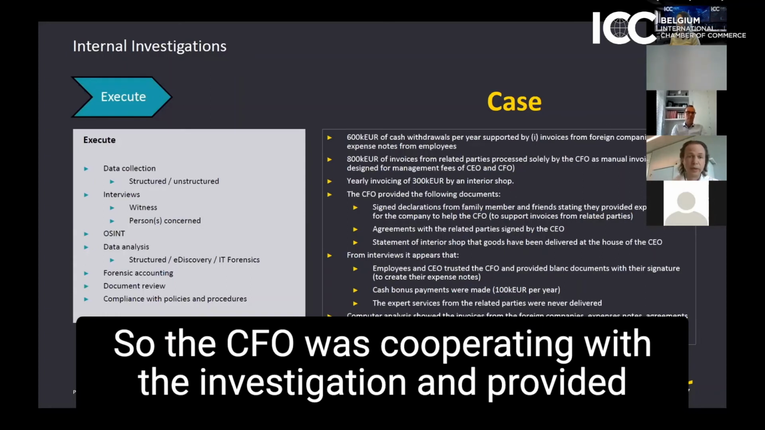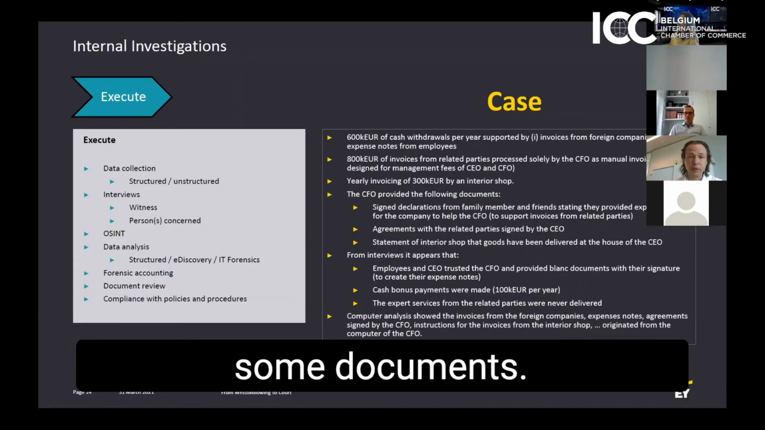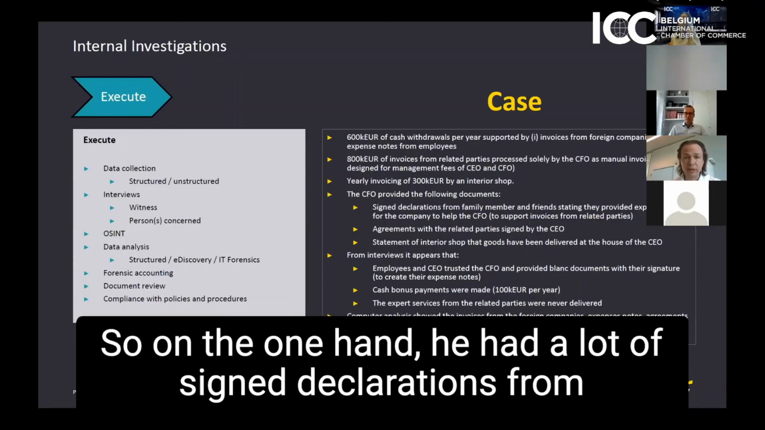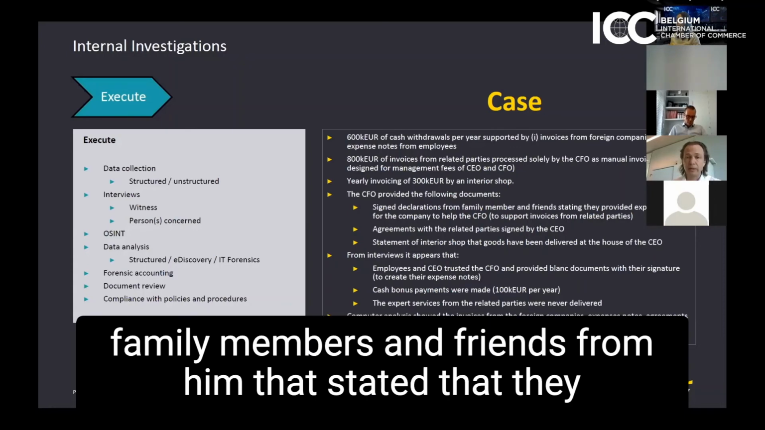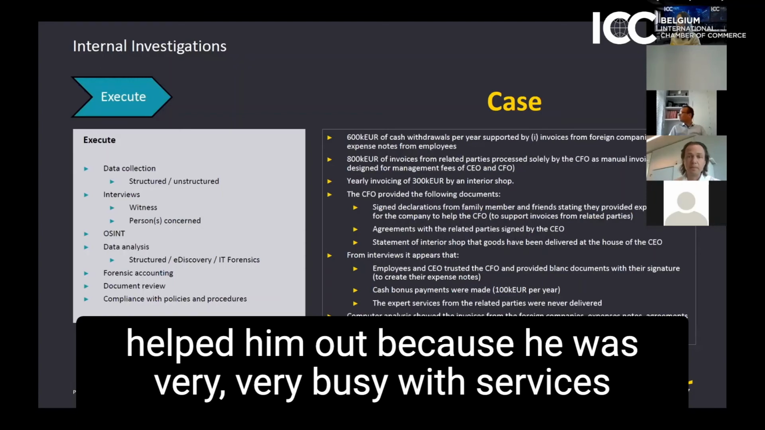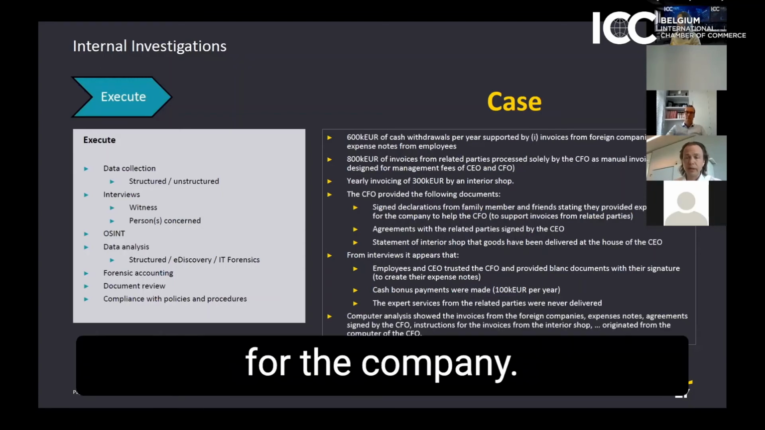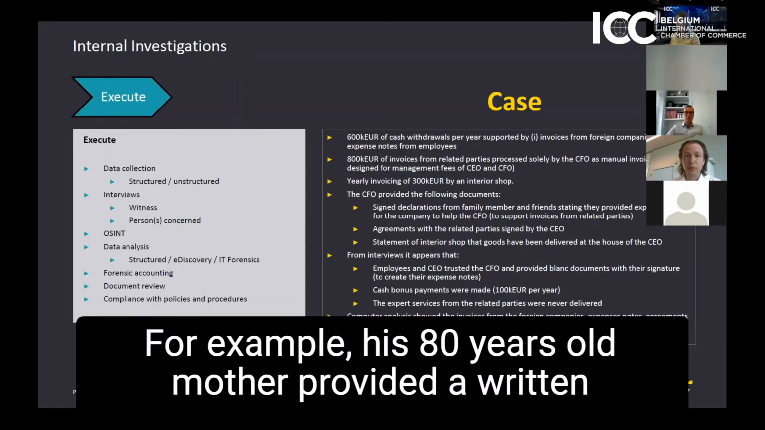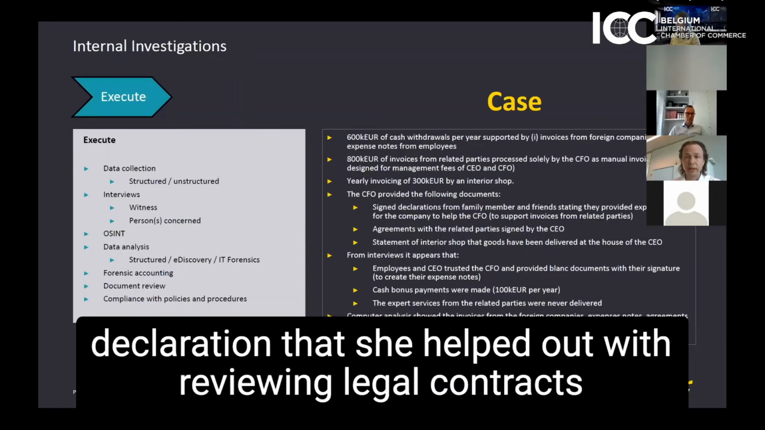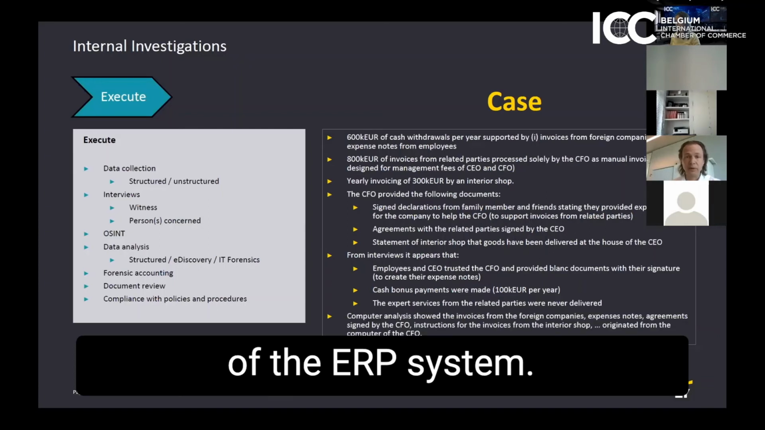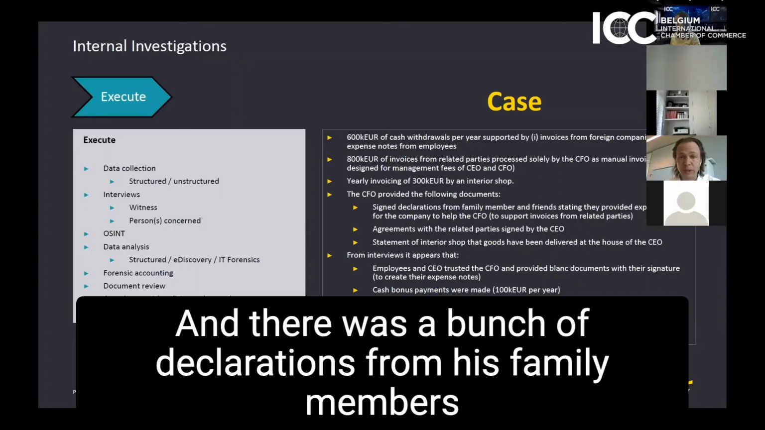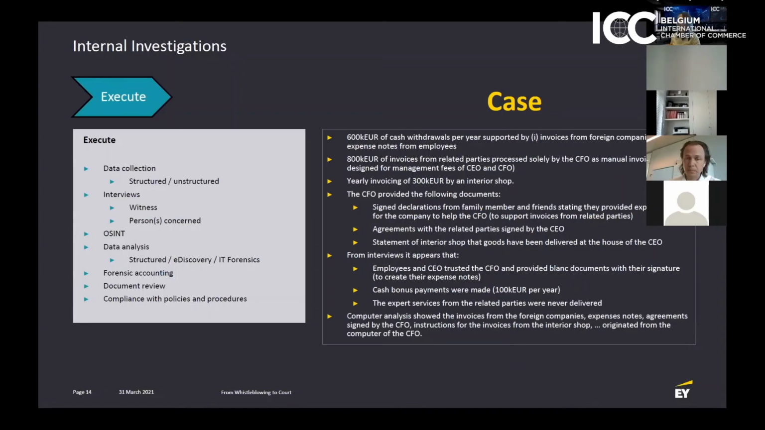So the CFO was cooperating with the investigation and provided some documents. On the one hand, he had a lot of signed declarations from family members and friends that stated that they helped him out because he was very, very busy with services for the company. For example, his 80 years old mother provided a written declaration that she helped out with reviewing legal contracts with suppliers, and that she also helped out with the customization of the ERP system. And there was a bunch of declarations from his family members and friends with similar statements.